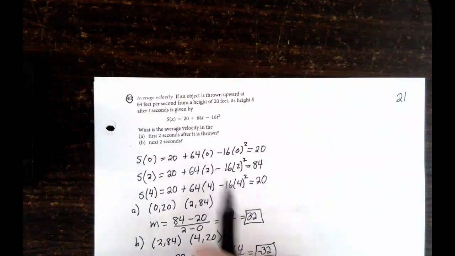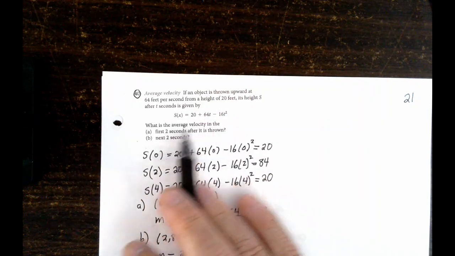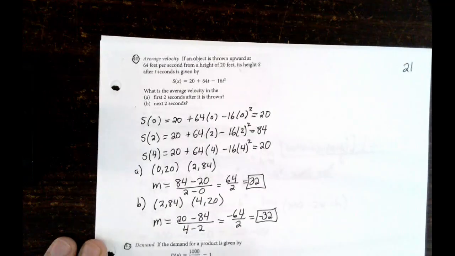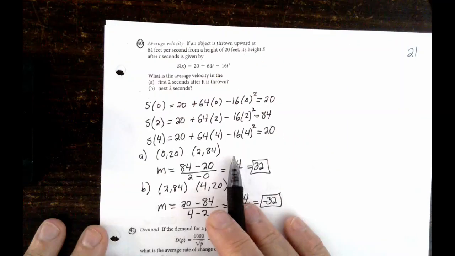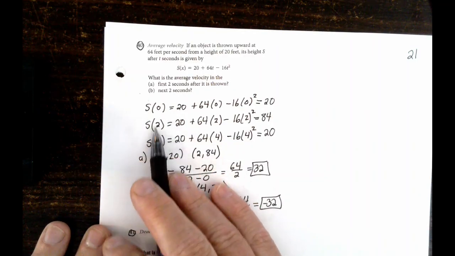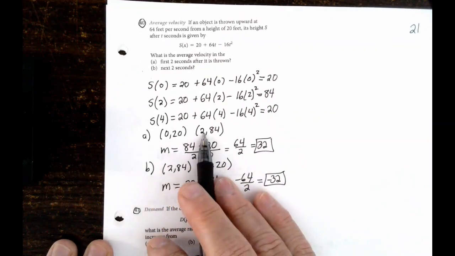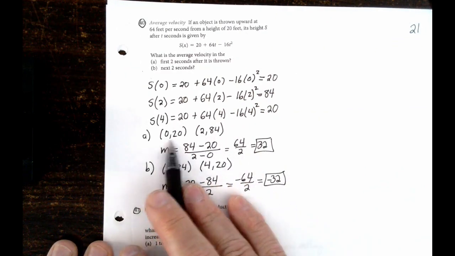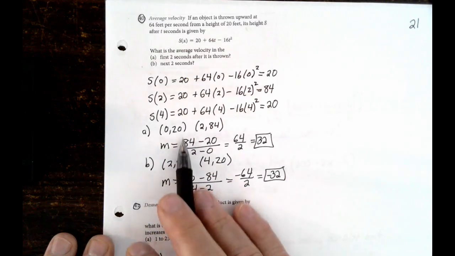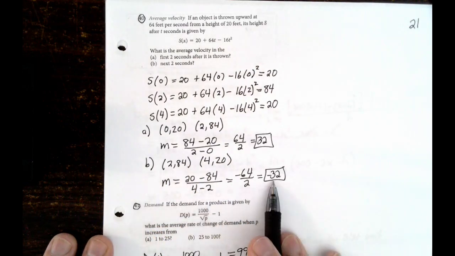All right, 40. If an object is thrown upward at 64 feet per second from a height of 20 feet, its height is given by this equation. What's the average velocity in the first 2 seconds and the next 2 seconds? And again, same idea, you need to have points here. So you plug in x values of 0, 2, and 4, and you get 20, 84, and 20. And so for the first 2 seconds, from 0 seconds to 2 seconds, you use these 2 points to find your slope. And then from 2 seconds to 4 seconds, you use these 2 points to find your slope.